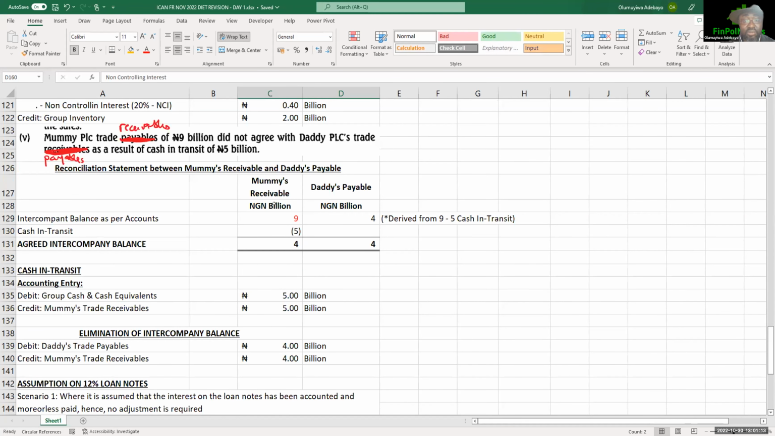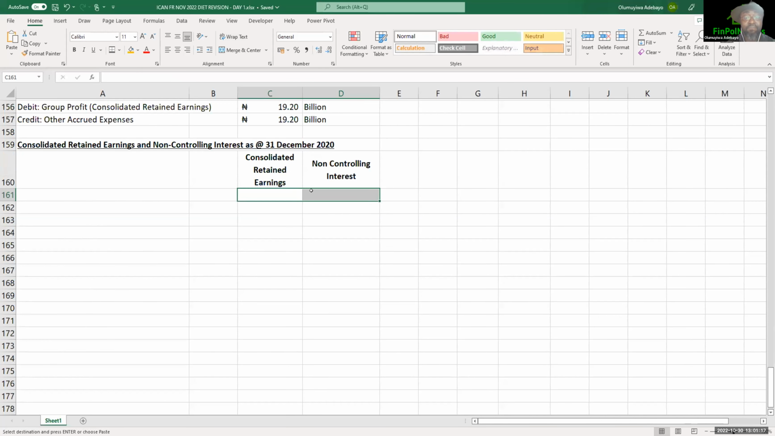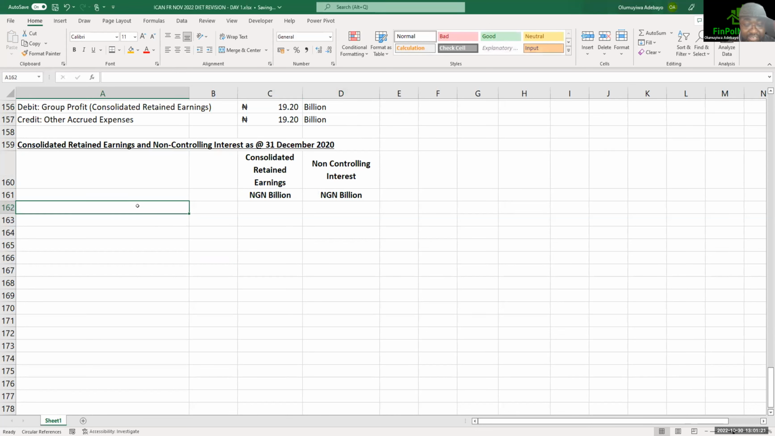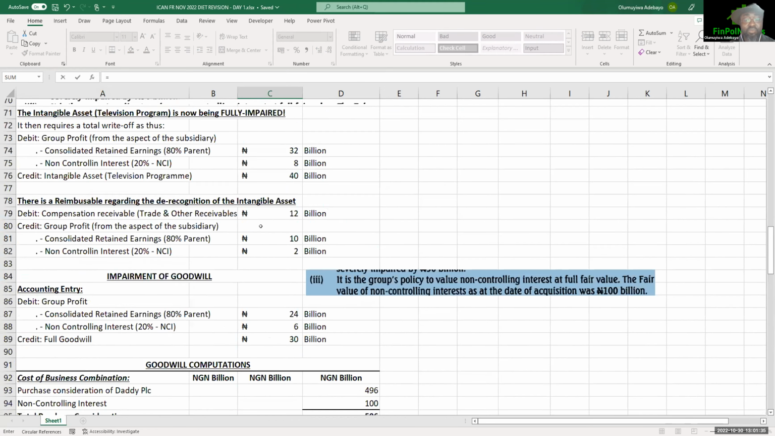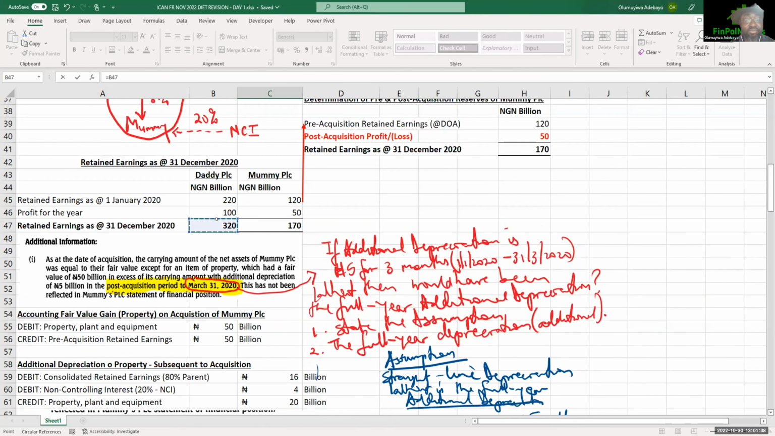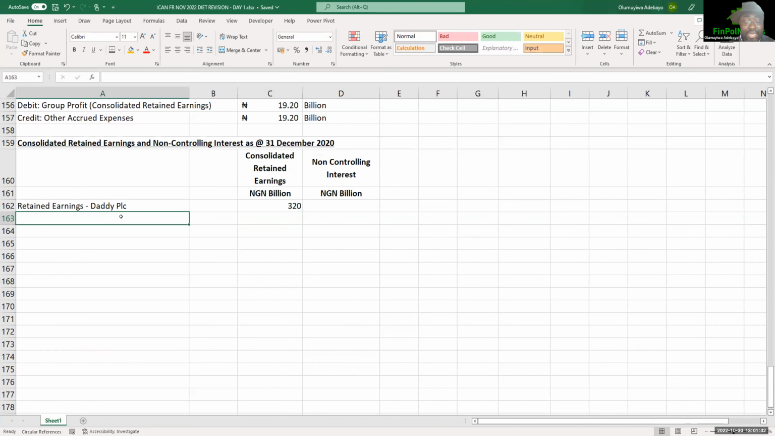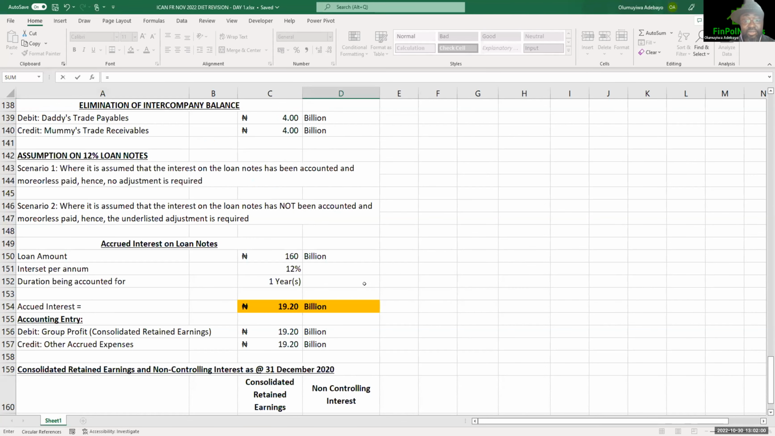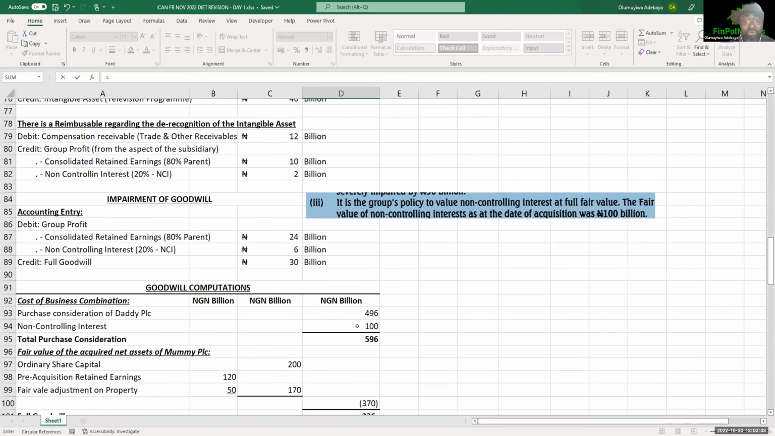All figures in billions. Now let's start with what we have as our retained earnings for the parent, that's PLC. And if you remember, we'll determine it up here as 320. And we'll determine non-controlling interest value at acquisition dates. I think we are told that was 100 billion, remember? We make use of it here.